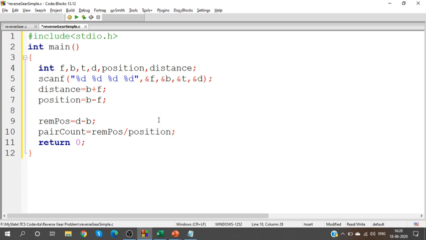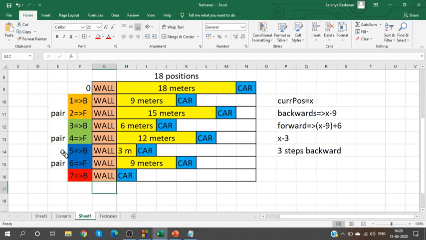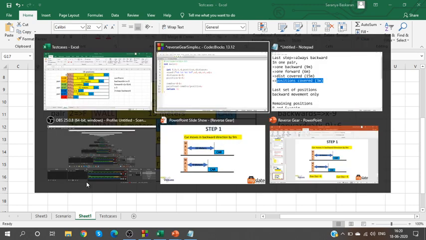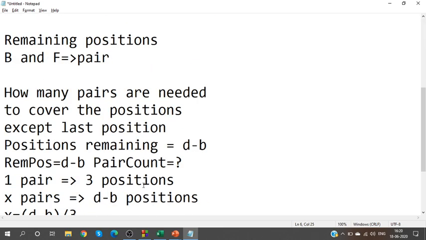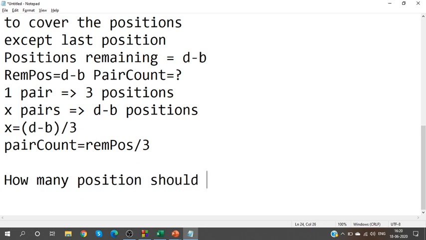Okay, this is the data I have till now. Now, how can I proceed further? See, the first set is covered in pairs, but the last set is covered only by backward movement. So I'm asking you how many positions should be covered by backward movement.